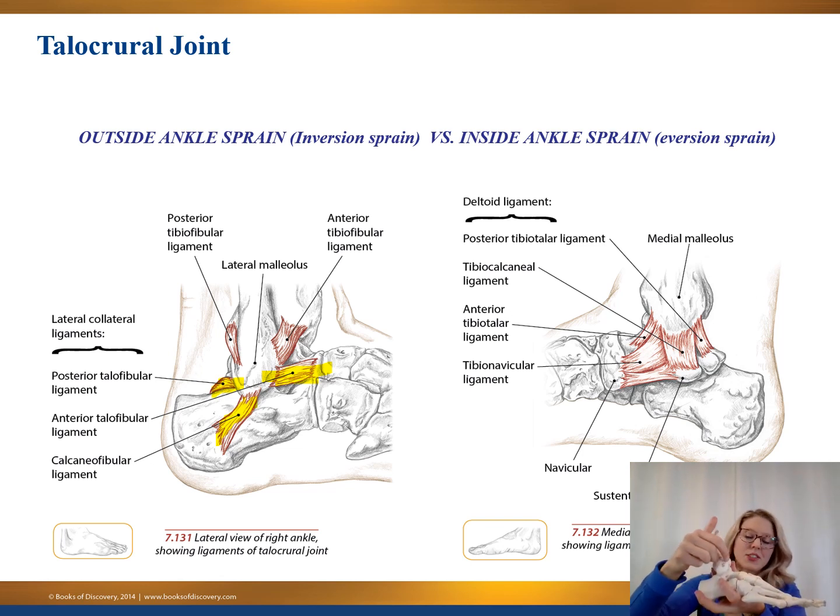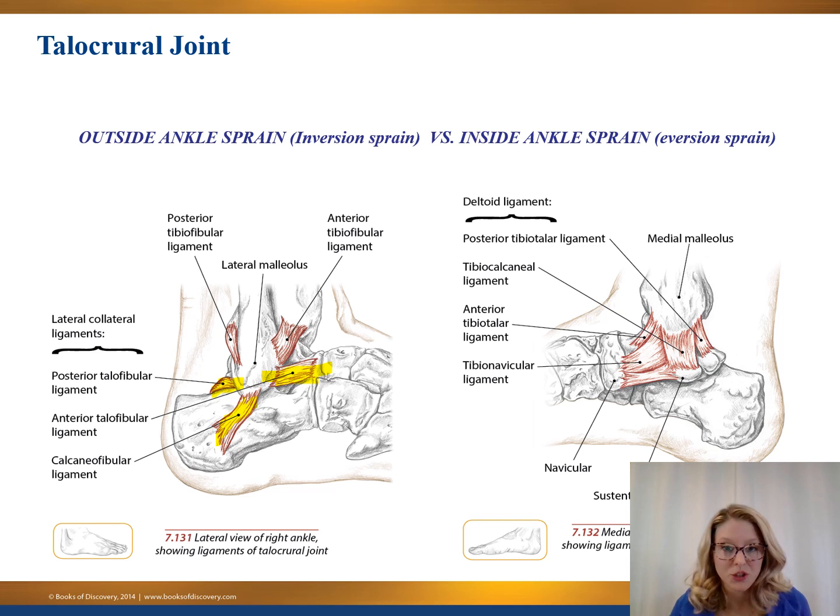And so there's 3 little seat belts here that secure that lateral malleolus in place. And so when we roll it, we can stretch or tear or rupture 1, 2, or 3 of those ligaments. And again, there's different degrees of severity of sprains, but just know that if you have an outside ankle sprain, you've likely done some damage or stretched 1, 2, or 3 of those little ligaments.